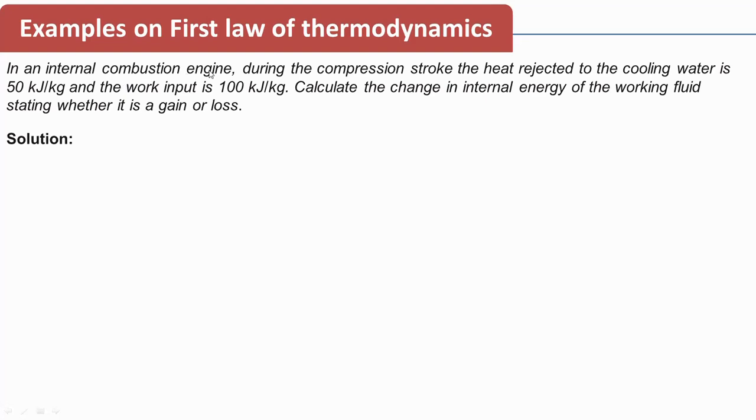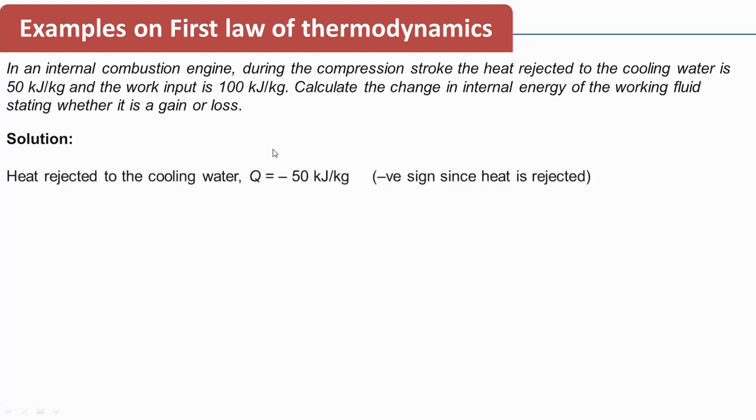In an internal combustion engine, during the compression stroke, the heat rejected to the cooling water is 50 kilojoule per kg and work input is 100 kilojoule per kg. Heat rejection is considered negative, as we have just seen, and work is supplied to the system. So both these quantities are negative. Calculate the change in internal energy of the working fluid, stating whether it is a gain or loss of energy. So heat rejected is Q, that is minus.